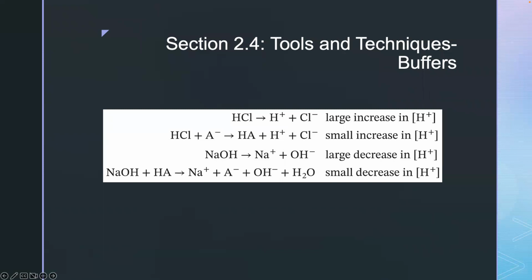So the best place for a buffer, the most efficient for buffering capacity, is going to be at that pK, because again, you're not going to get a drastic change in pH. The buffering capacity is considered to be 1 pH unit above and 1 pH unit below the pK. So if we think about acetic acid, the pK is 4.76, and so the buffering range is going to be 3.76 to 5.76.